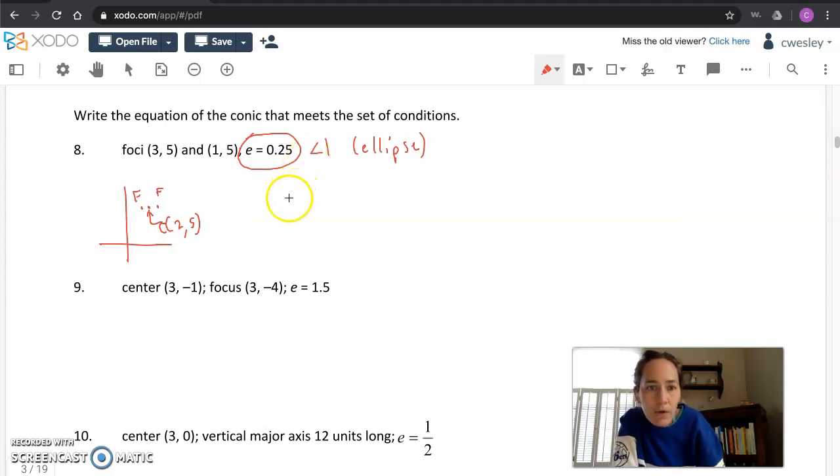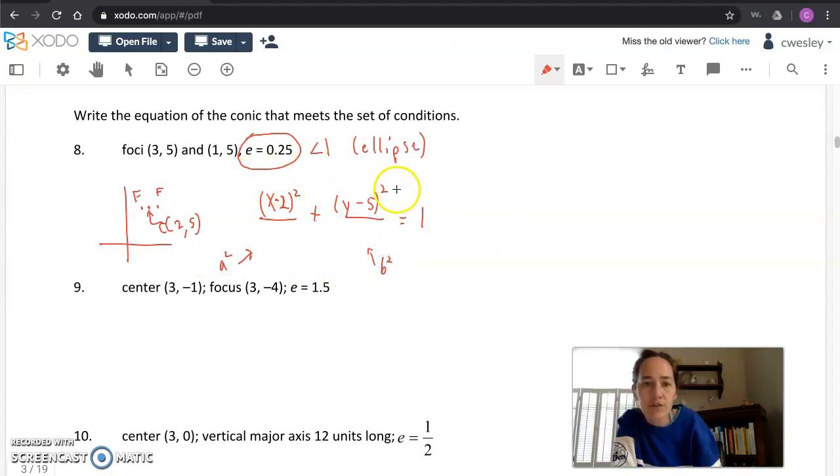So up top, I guess the order doesn't really matter because these are being added. We'll have (x minus 2) squared plus, it's an ellipse, (y minus 5) squared, and we need some denominators, equals 1. This is horizontally oriented, so let's put a squared with the x's, and we'll put b squared with the y's for that denominator.